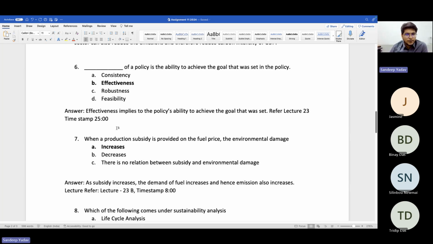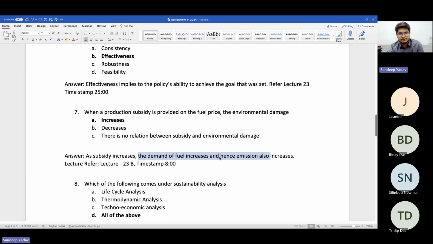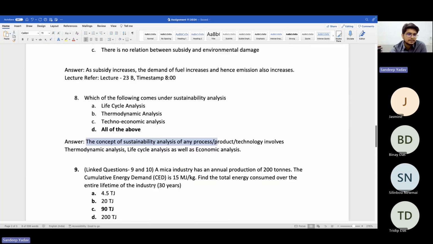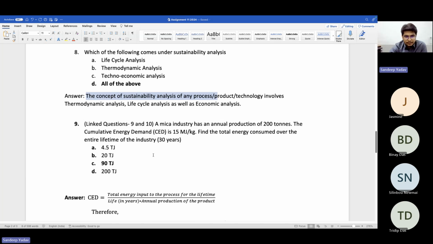When a production subsidy is provided on the fuel, the environmental damage will increase because the demand for the fuel will increase and the emissions will also increase. I think we covered this in class. Question number eight: which of the following comes under sustainability analysis? All of the above: life cycle analysis, thermodynamic, and economic. These are all part of the concept of sustainability analysis of any process, product, or technology. Questions nine and ten are linked questions. We have solved this type of question in class.